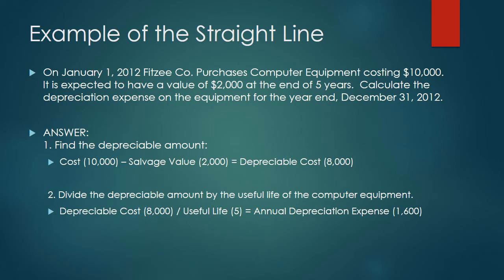First, we have to find the depreciable amount. To do that, we have to take the cost and subtract the salvage value, which gives us the depreciable cost. Then divide the depreciable cost by the useful life of the computer equipment. This will give you the annual depreciation.